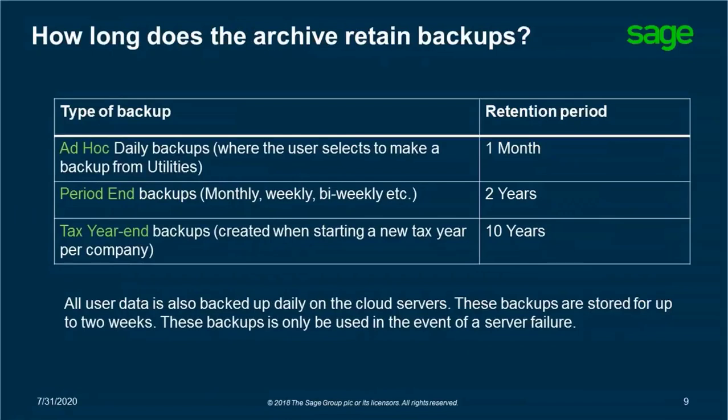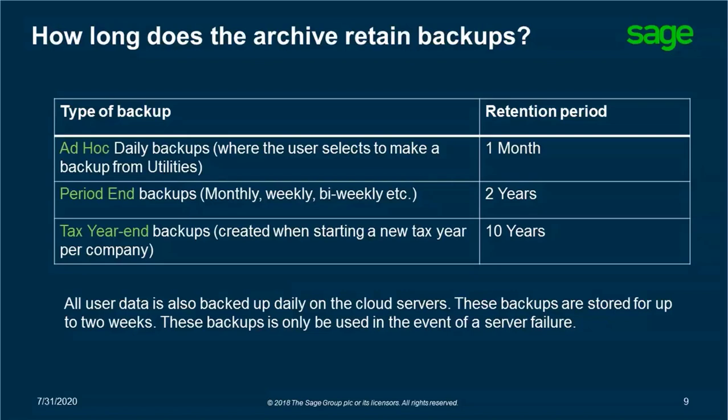Now, how long does the archive retain the backups? Well, when we're going to have a look at the different types of backups, you will see that the backups that you make are the ad hoc backups, as we would call it. These are backups you can make at any time of the day or any time of the month. These backups are only retained for 1 month. This will also include any backup that you make before updating a batch or uploading a flexi. So these ad hoc ones are what we will call the user-defined ones.